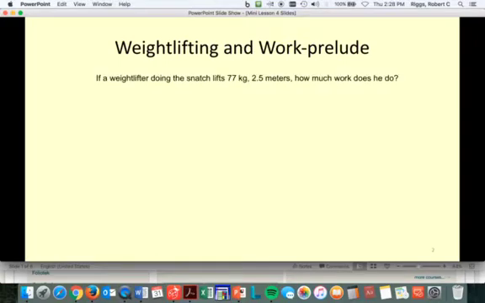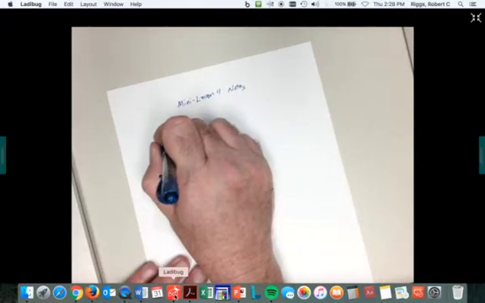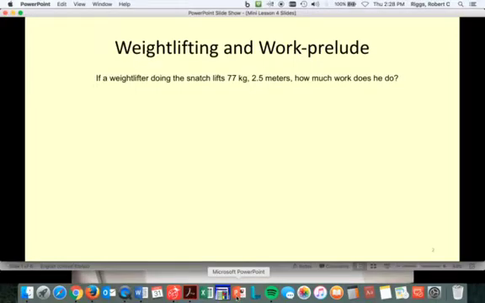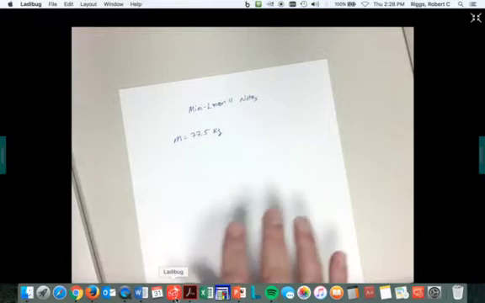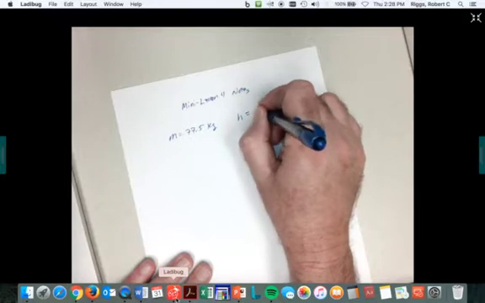All right, weightlifting and work. Here's a prelude. If a weightlifter doing the snatch lifts 77.5 kilograms 2.5 meters, how much work does he do? I'm going to jump right in with the ladybug, and this will be part 1. I want you to see how it's actually written out. So here we go. The mass is 77.5 kilograms, and he's going to lift it 2.5 meters. How much work is done? The height, or distance, is 2.5 meters.